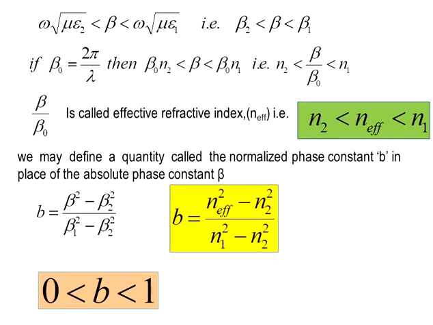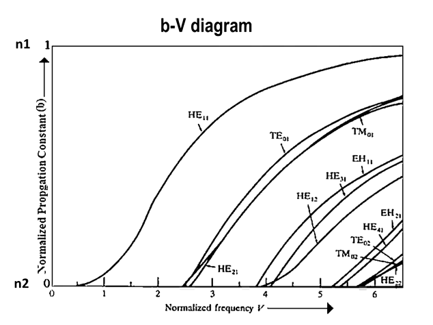So now that we know the two terms V number and this B, from this we can study what is BV diagram. On the y-axis you will observe it is normalized propagation constant, that is B. It is ranging from 0 to 1. 0 corresponds to the refractive index N2. 1 corresponds to the refractive index N1. And on the x-axis, it is a normalized frequency parameter, that is V number.